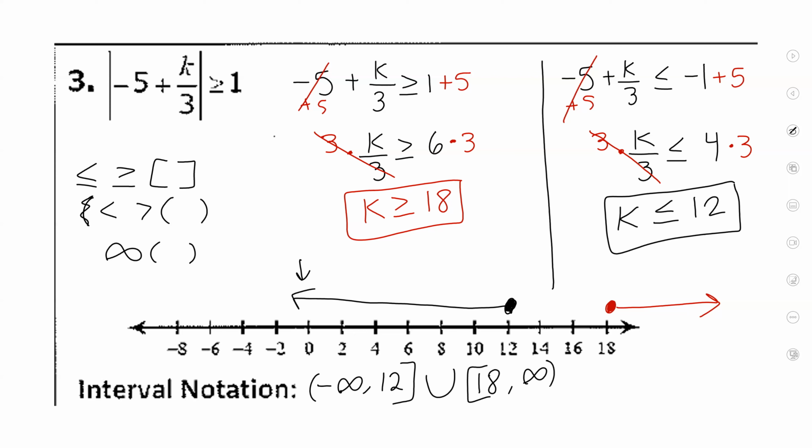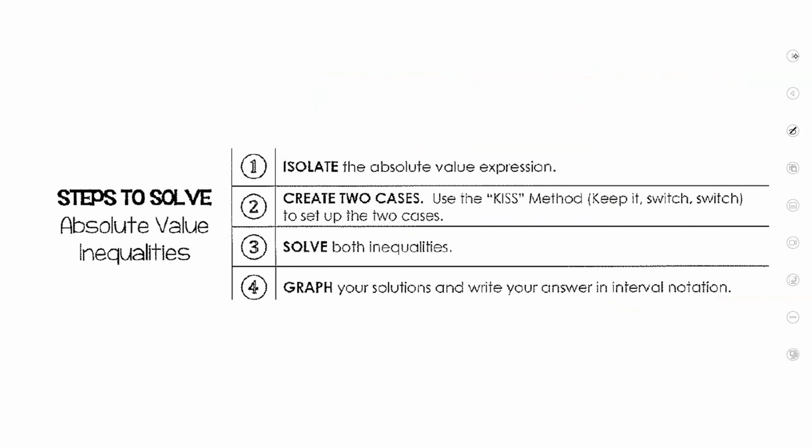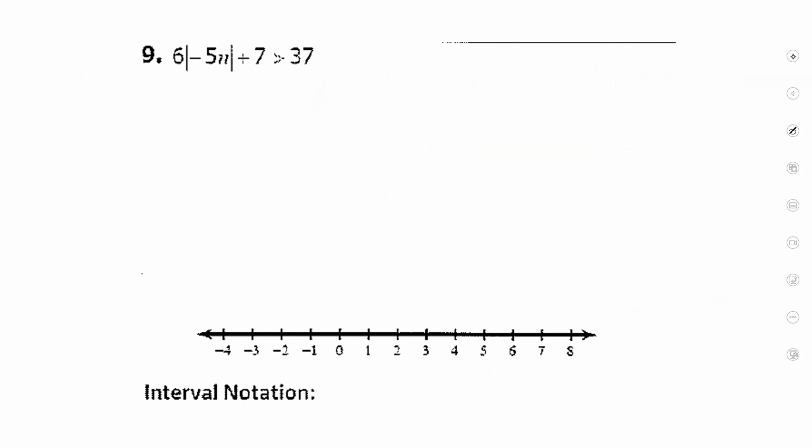All right, let's do another example. So these are the steps again. We got to make sure it's isolated. So looking at number 9, it doesn't look like my absolute value is isolated. There's things outside of the bars. So that means it's not isolated yet. So we need to work towards isolating it. So my very first step, I'm going to subtract 7 from both sides.